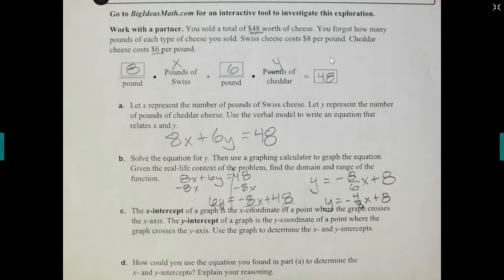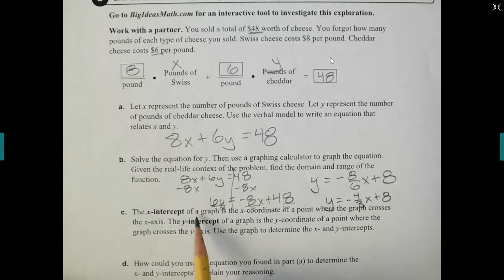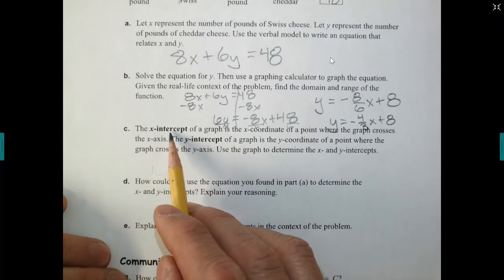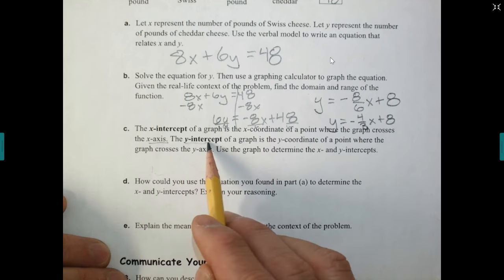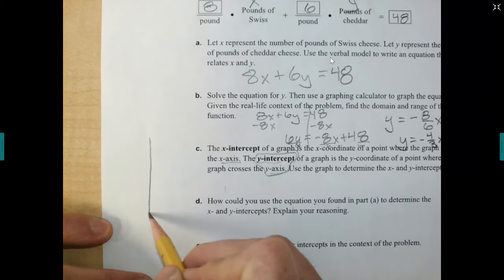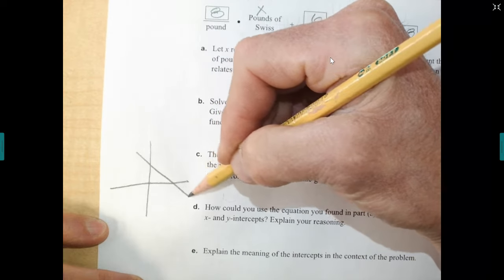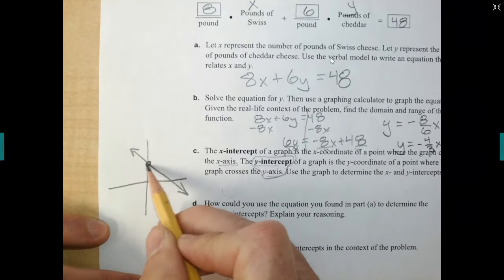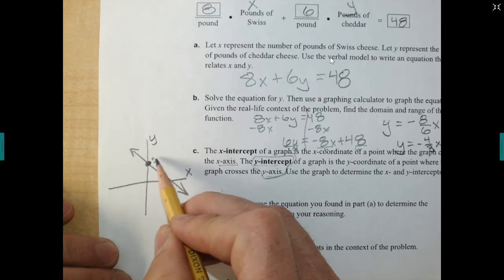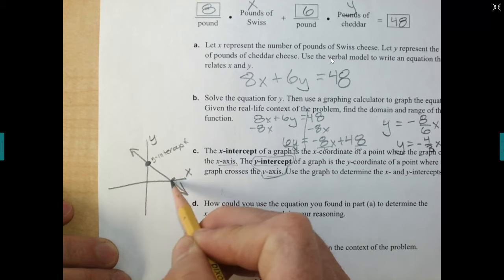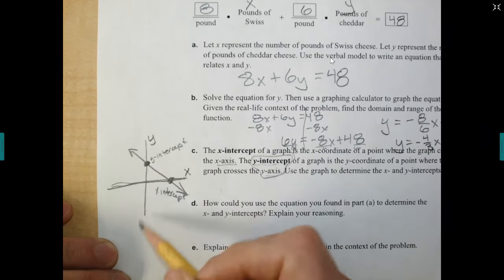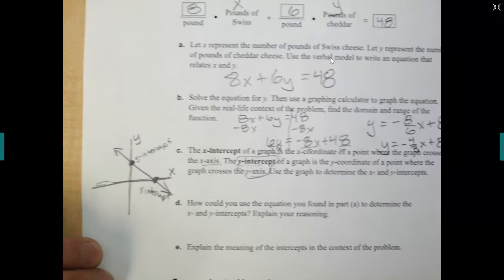Now, the x-intercept is the x-coordinate of a point where the graph crosses the x-axis. We're going to talk about that quite a bit today. The x-intercept is where a line crosses the x-axis, and the y-intercept is the point where it crosses the y-axis. So if I have a line, and it goes like this, I should always write my x and my y on my graph. That point is the y-intercept, and that point is the x-intercept. It's where the line crosses over the x-axis, and the y-intercept is where the line crosses over the y-axis.